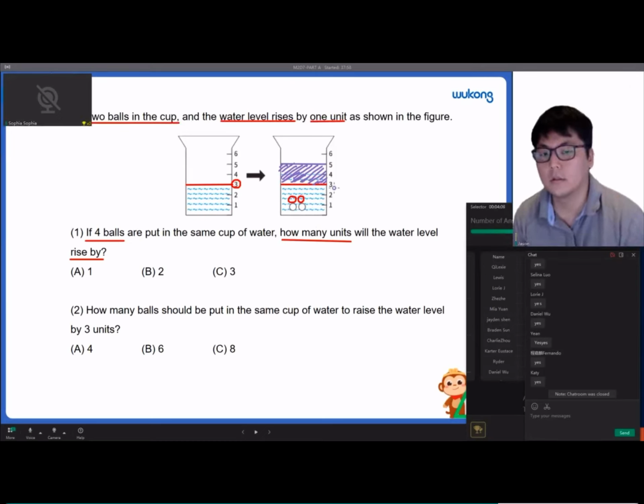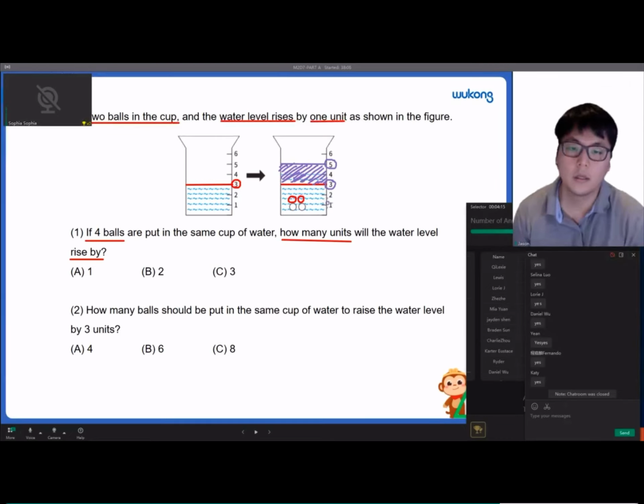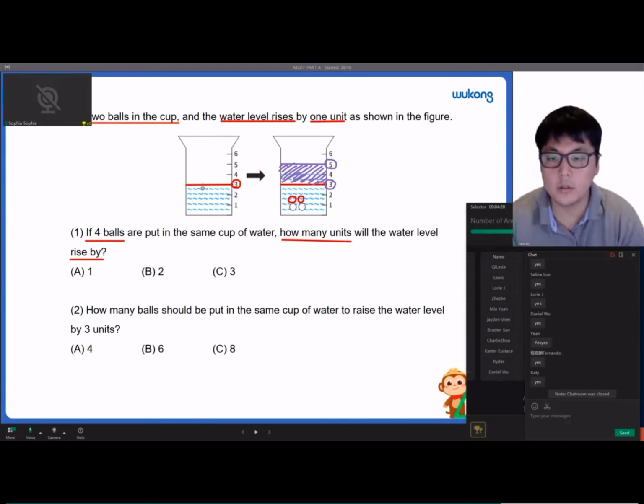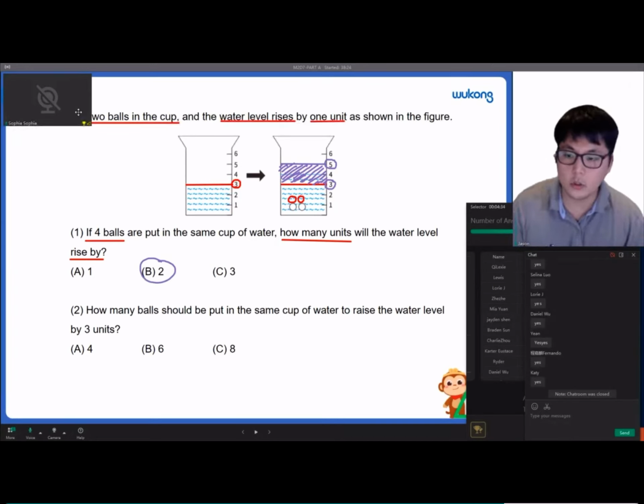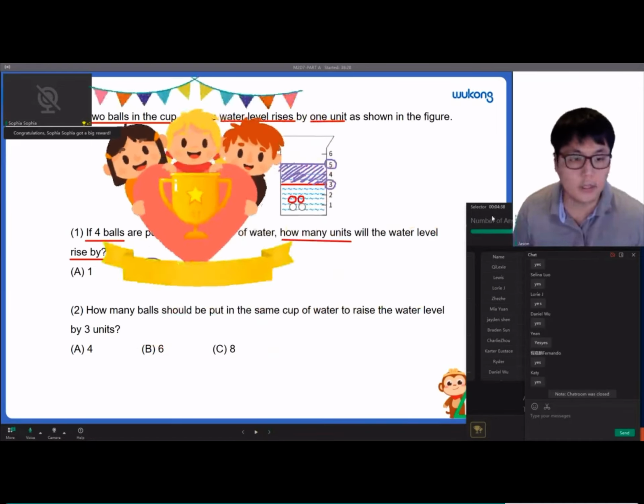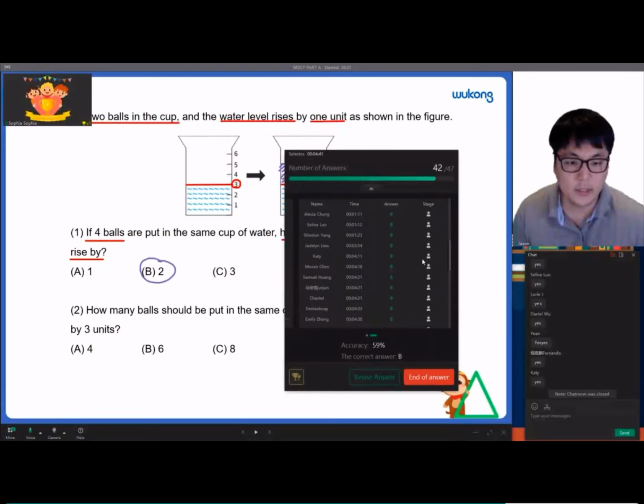1. Are you sure? Before, the water level was 3, and now, where is it? 5, so it went up 2. Yes, it went up 2. So you need to compare between no balls and with 4 balls. Does that make sense, Sophia? Mm-hmm. So they went up by 2 units. Are you feeling a little bit better now, Sophia? Do you know what the answer is? Why is it 2? Yes. All right. Thank you, Sophia. Well done. Keep up the good work and try your best for the next question as well.